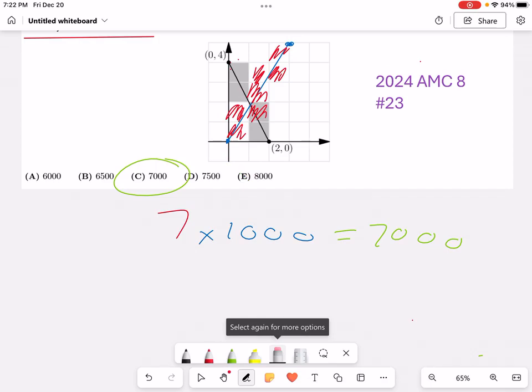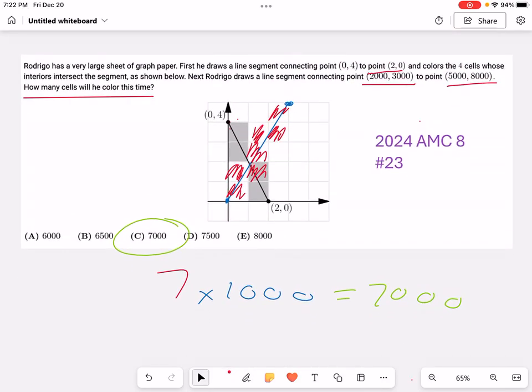So I hope you guys enjoyed this video. And just remember, whenever you're given large, seemingly impossible problems like this, the key is just to scale it down and in the end multiply by what you scaled.